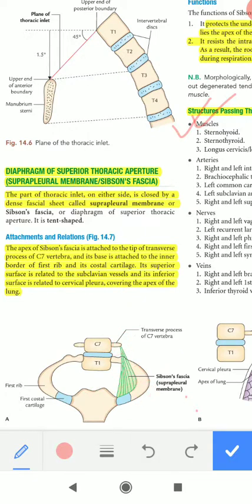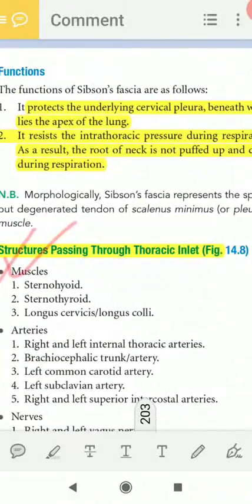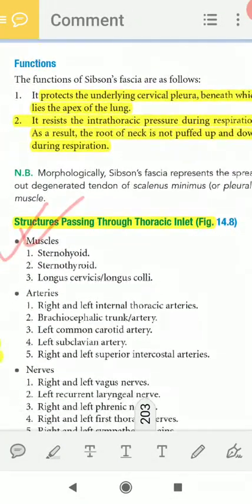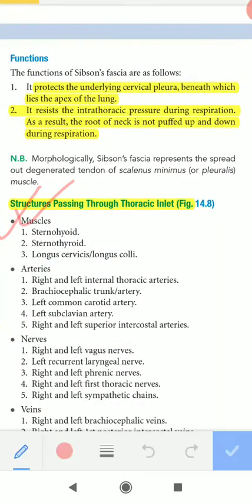Okay, so what is the function? So why should we know this? Obviously, as it is deep fascia, it has some protective function. So what is the function? It protects the underlying cervical pleura. We already saw that underlying there is the cervical pleura and the apex of the lung. So it will definitely protect the cervical pleura and apex of the lung.